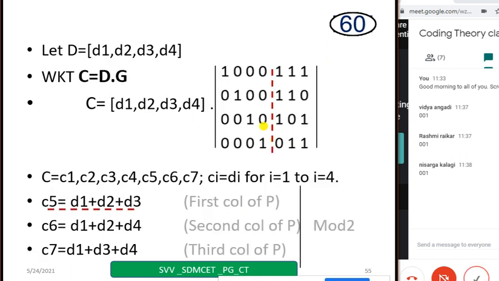Now let me go to the next. Remember, either you can do C5 equal to D1 plus D2 plus D3, or you can simply multiply with the columns. If you add D1, D2, D3, you will get a parity bit. If you add D1, D2, D4, you will get the next parity bit. Last one, if you add D1, D3, D4, you will get C7. Either you can do addition, but usually we prefer doing the multiplication, and you can write the answer. How to multiply, you have just seen. Hope most of you understood.